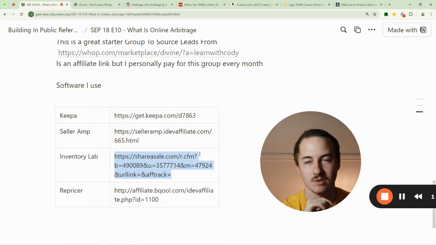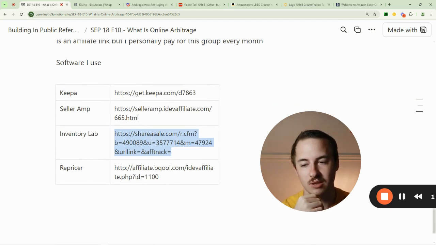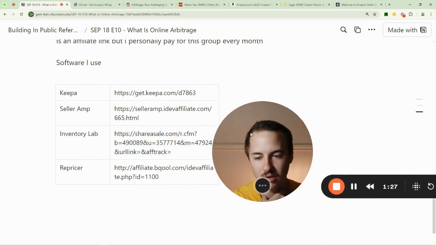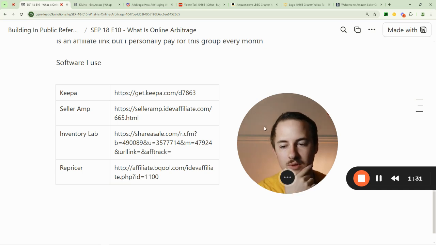Other people will tell you other software are better. Inventory Lab's the industry standard. I've seen other people try to use other software. I would say the only thing is, if you're just beginning, you don't really need to know this, but if you're doing wholesale, you might want 2D workflow. But other than that, I would say every single person should have Inventory Lab.